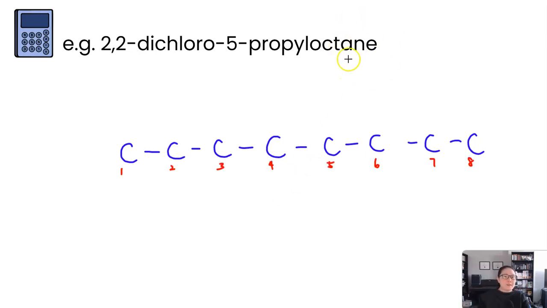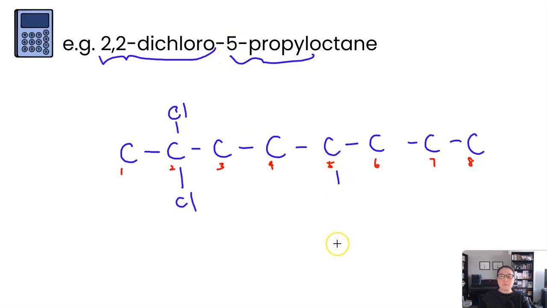Now our parent chain is just an alkane, so there's nothing else going on there. So let's go on to our side chains. We have 2,2-dichloro, so on carbon 2, we have 2 chlorines. And then we have our 5 propyls. So on our 5th carbon, we have a propyl group. Propyl refers to 3, so that's going to have 3 carbons.